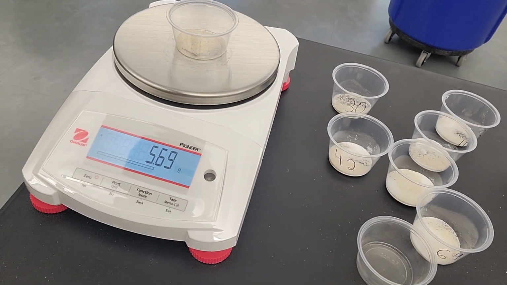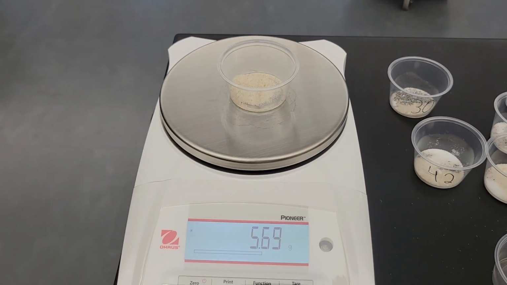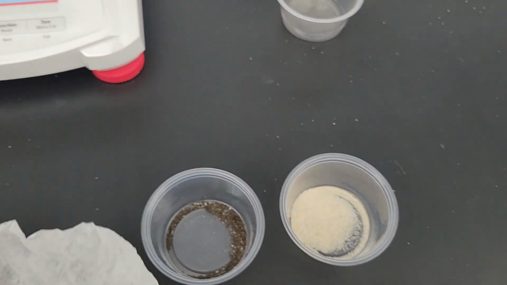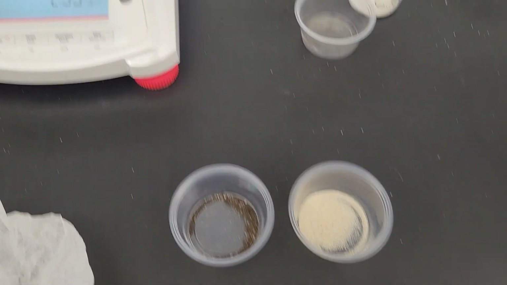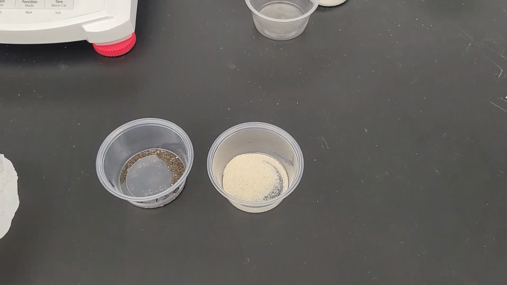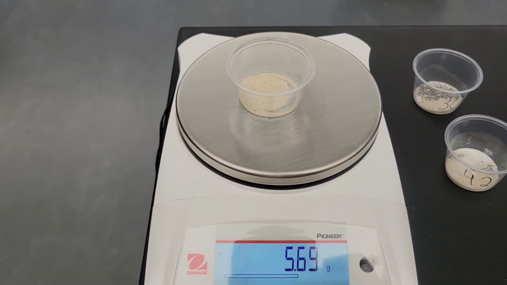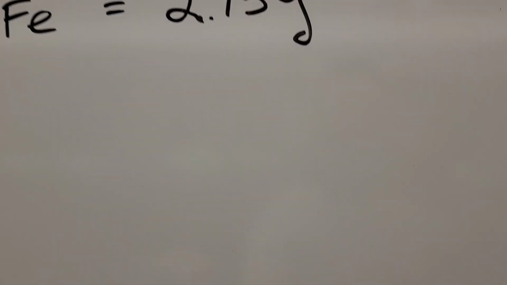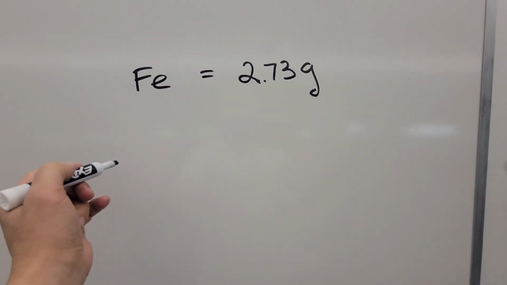I'm leaning on the table. 5.69. So we separate the iron from the sand, and our last piece is to get the salt. Actually, let's write that on the board. 5.69. That was the sand.